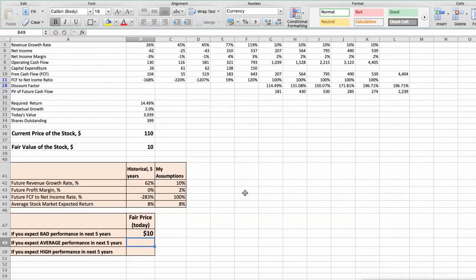The second scenario. Block will have average performance in next 5 years, and we will use the following parameters in our calculation. Future revenue growth rate would be average, 15%. Future profit margin would be average, 6%. Future free cash flow to net income rate would be average, 120%. In this case, the fair value of the stock today would be $35.